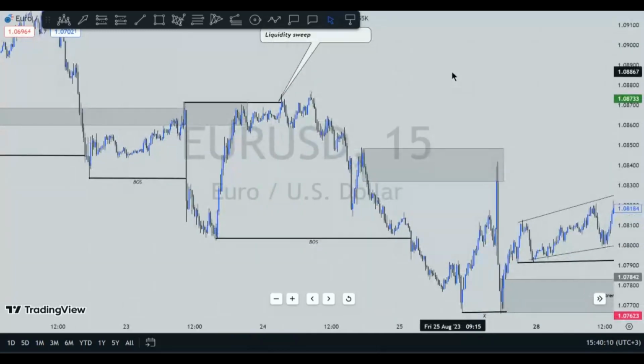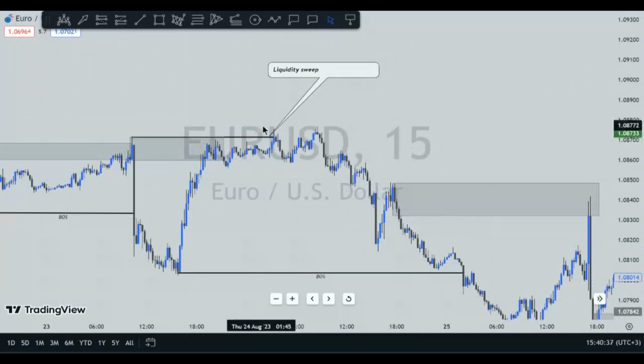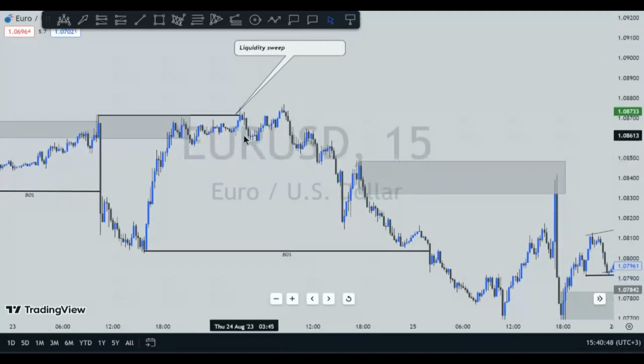Well, now, sorry, price failed to react accordingly from this order block. As you can see, it struggled to move upside, but then failed to break. It only swept liquidity. This candlestick here swept liquidity. As you can see, it's only the wick that went above this high, meaning that's a liquidity sweep.